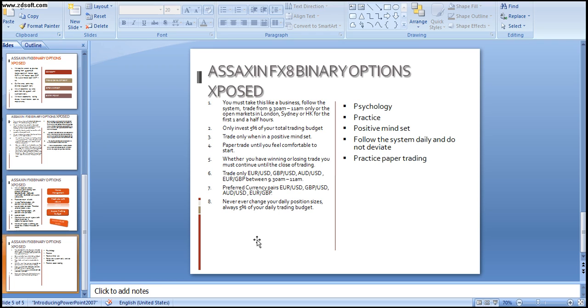To be more specific, I would not trade the Australian against the US on the British Open or the Hong Kong Open or the Euro Open. I would basically just trade the Australian against the US on the US open market and on the Australian market open. So these are our preferred currency pairs. And as always, never change your daily position sizes. Always keep it at 5% of your trading budget.